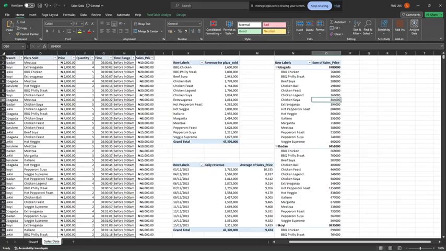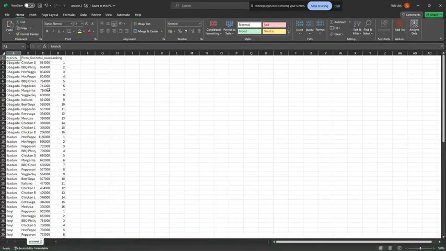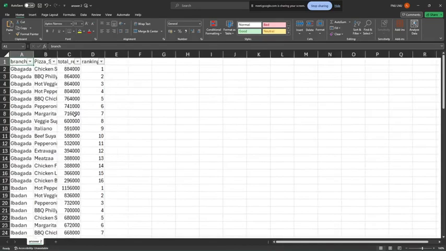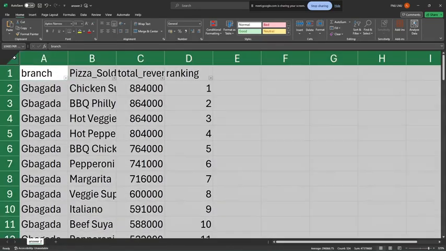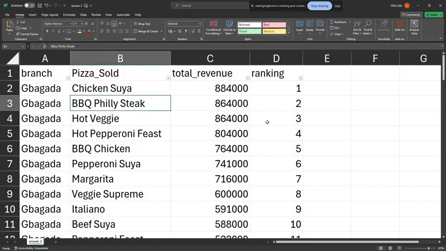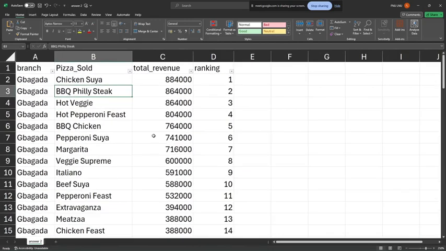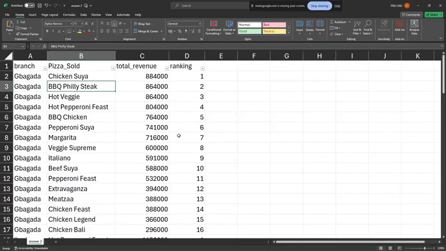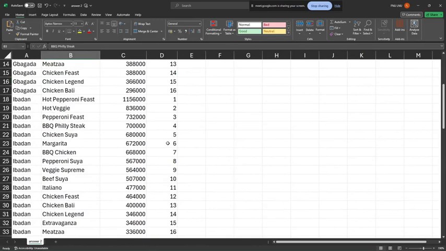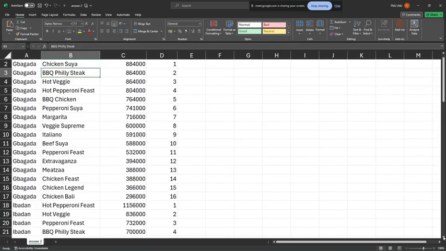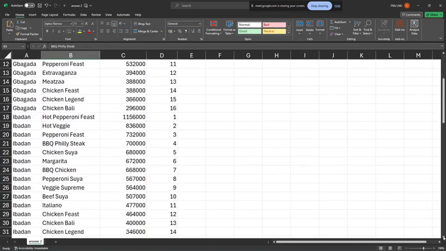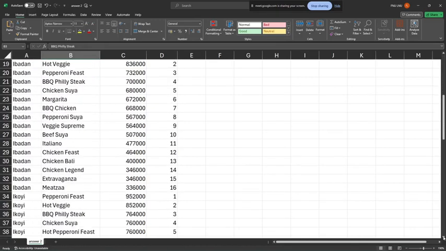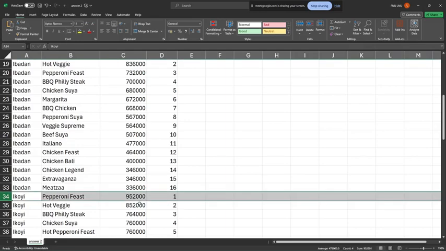So now you already know how to export. Look at it. Let me increase it. Now look at it. Can you see? It has done for Gagada. When it finished Gagada, it did for all of them. Can you see for Ibadan? It has sorted it for Ibadan. Then for Ikoyi, look at Ikoyi here. This is the first person for Ikoyi.